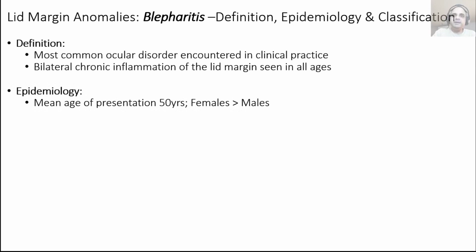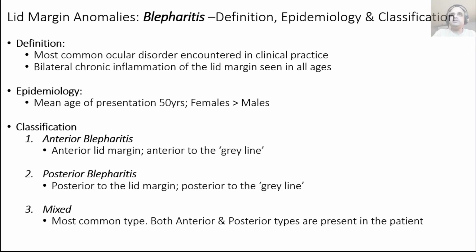It is mostly seen in individuals who are around 50 years of age, and females get it more than males, maybe because of use of makeup. And it is classified into an anterior blepharitis, a posterior blepharitis, and a mixed type. This mixed type is the one that I am sneaking in. So anterior blepharitis is inflammation of the anterior lid margin, anterior to the gray line. Posterior blepharitis is inflammation of the posterior lid margin, posterior to the gray line. And mixed is both anterior and posterior types present in the patient.